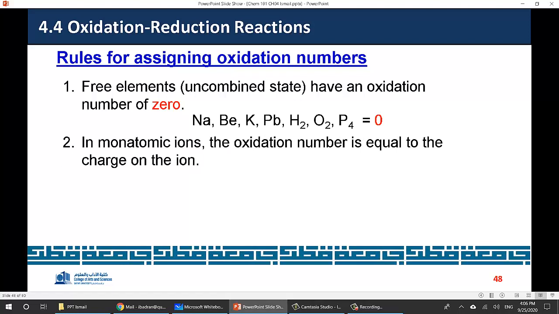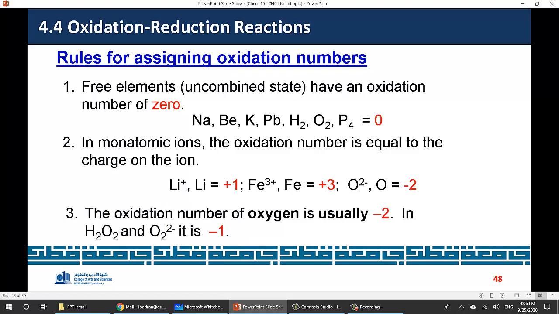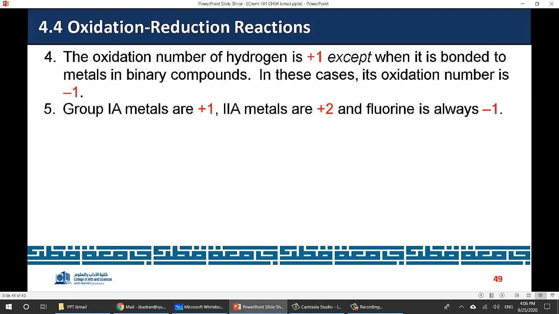Now the other rules we know anyway, because we know that group 1 takes +1, therefore the oxidation number is +1. So you have lithium plus, that means the lithium oxidation number is +1. For the transition metals, for example, if Fe is 3+, then the oxidation number would be 3+, and so on. Oxygen usually takes -2, except in a few cases where it takes -1, such as in the case of hydrogen peroxide. Oxygen in that case is -1, but generally speaking, oxygen is -2. And the oxidation number of hydrogen is +1, except in a hydride, and in that case it's -1.